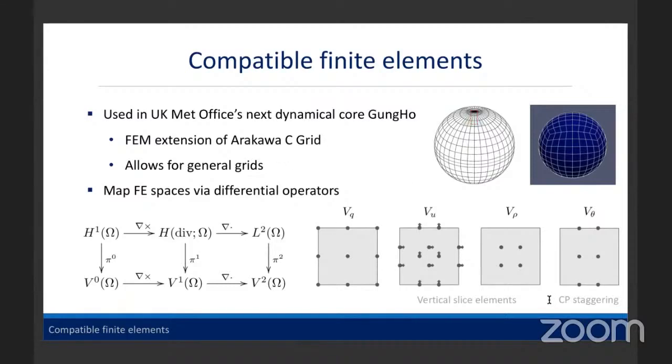And then we also need a temperature space. The idea here is to pick our finite element nodes to coincide with the finite element nodes of the vertical wind. That's called the Charney-Phillips staggering, and that has to do with the better representation of hydrostatic balance.